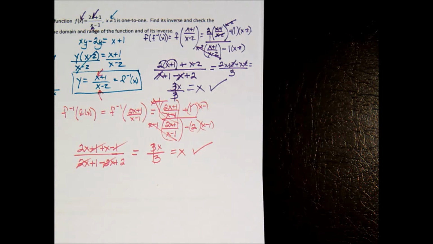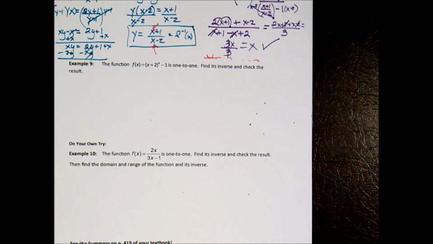Let's do one more of those. I know, you're thrilled, right? All right, example 9. Here we have a function, x plus 2 cubed minus 1. It's 1 to 1. We want to find its inverse.